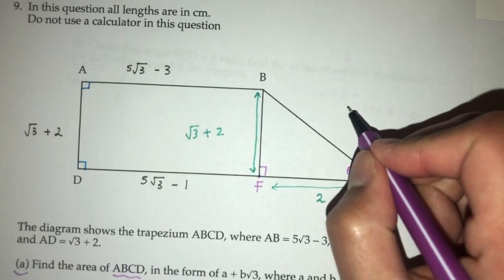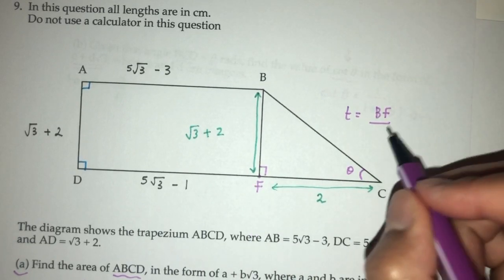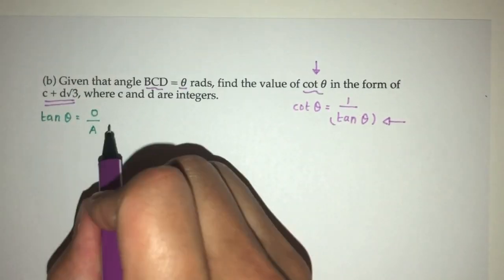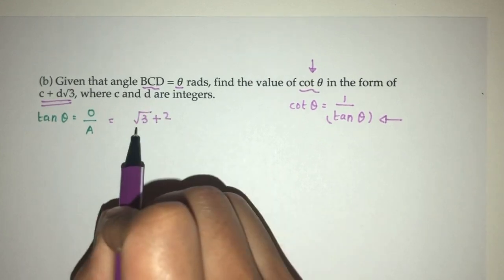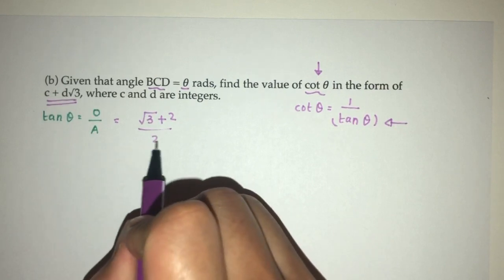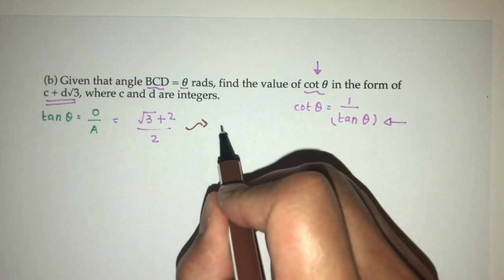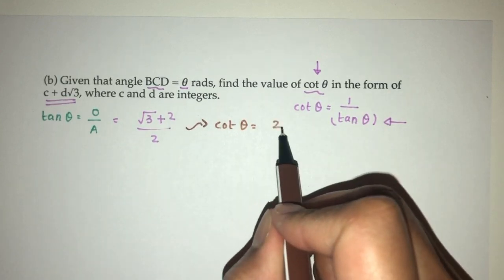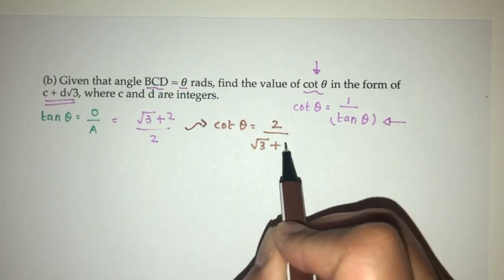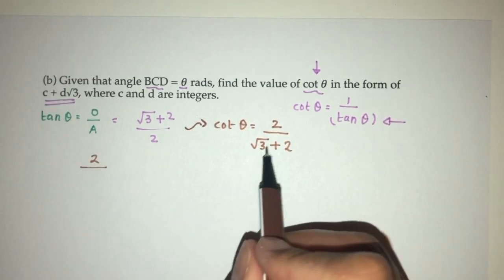So tan will be what? Tan will be the opposite side, which is BF, over this side, which is FC. So replace and see what happens. Right now we have the opposite side BF, which is root 3, and FC will be 2. This is tan theta. Obviously, we are trying to find cot theta. So cot theta is 1 divided by tan, so we have to flip this upside down. It will be 2 over root 3 plus 2. Now obviously we can simplify this. How? If you know, we can rewrite this if you want to.